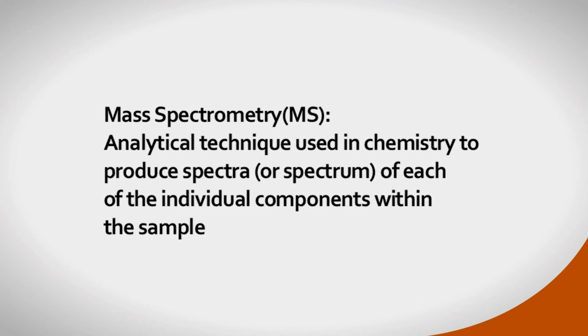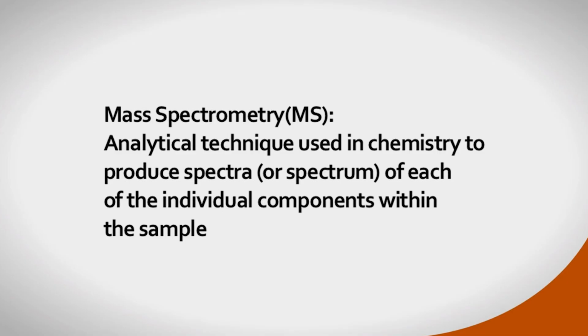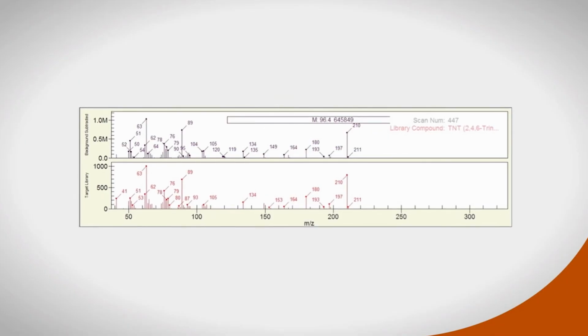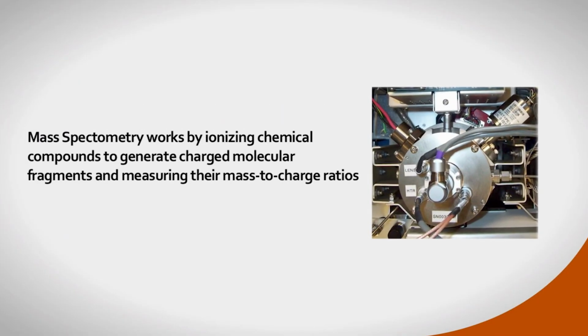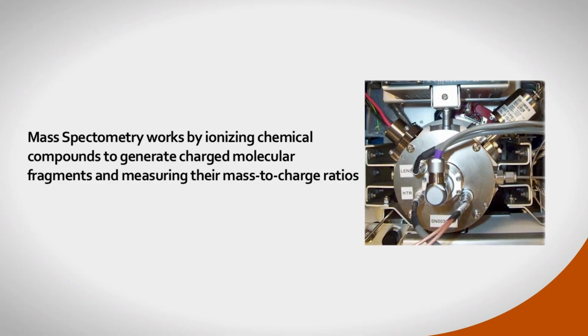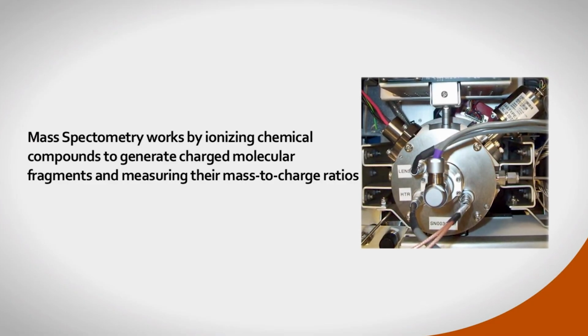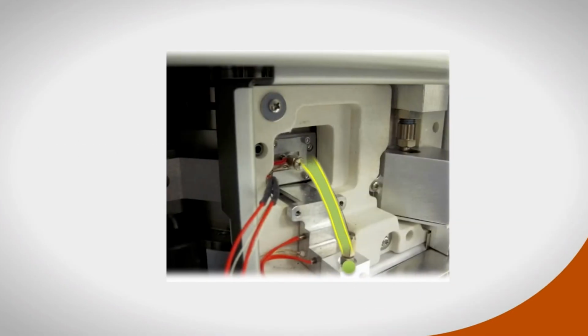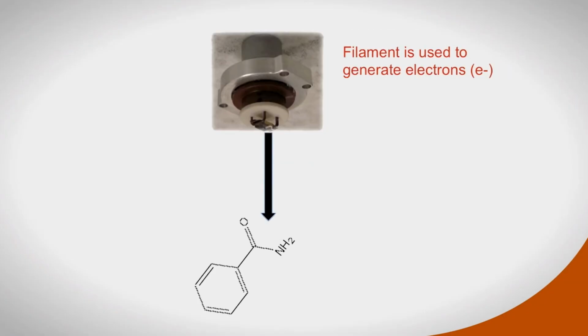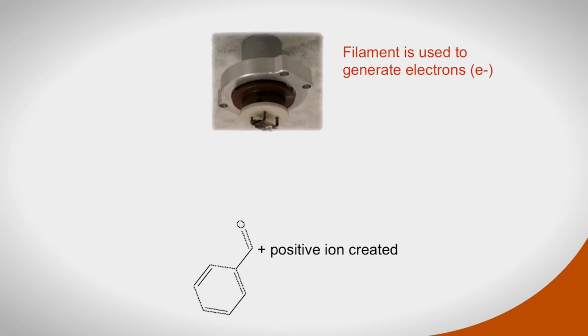Mass spectrometry, or MS, is used to produce a unique spectrum of each of the individual components within the sample, thereby providing their chemical identity. MS works by ionizing chemical compounds to generate charged molecular fragments and measuring their mass to charge ratios. After passing through the GC column, the molecules are blasted with electrons at 70 electron volts, which cause them to break into unique fragments that turn into positively charged particles called cations.